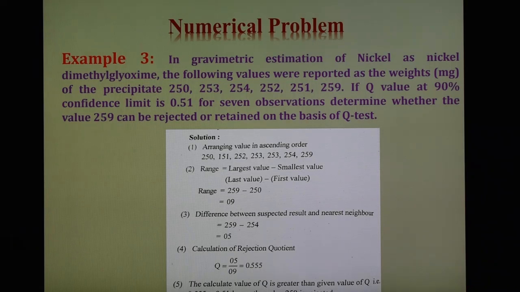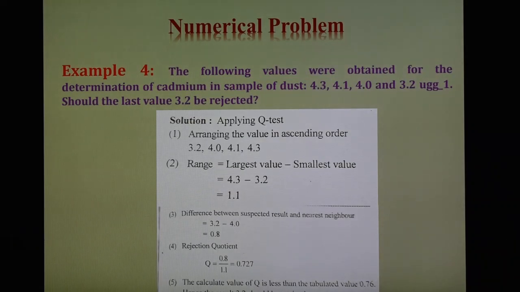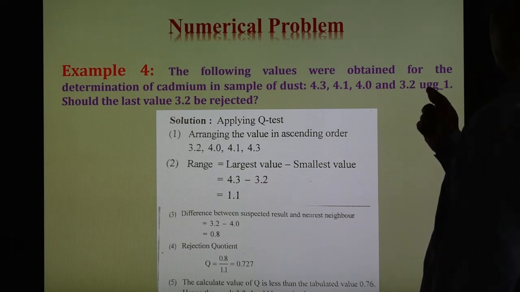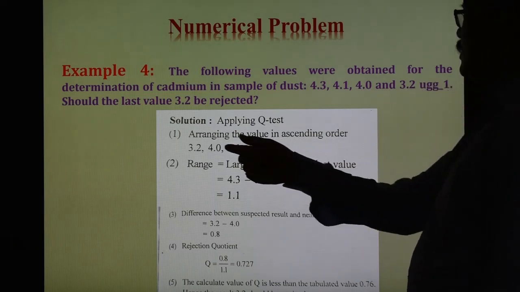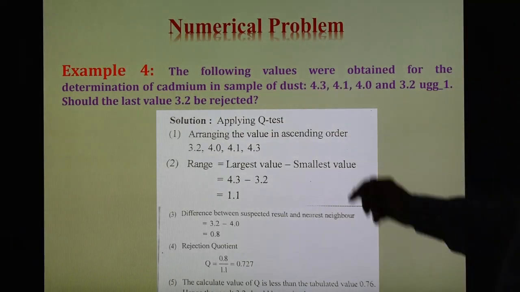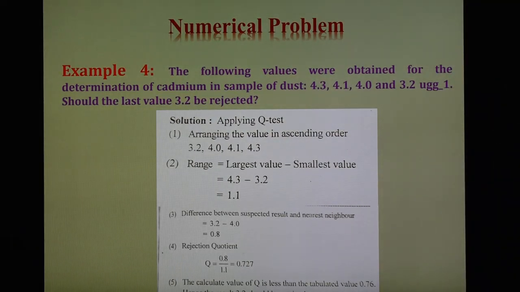So this is example 3. Now example 4. The following values were obtained for the determination of cadmium in a sample of dust, and values are 4.3, 4.1, 4.0 and 3.2 microgram per gram. So here should the last value 3.2 be rejected? So the question is whether it is rejected or to be retained.